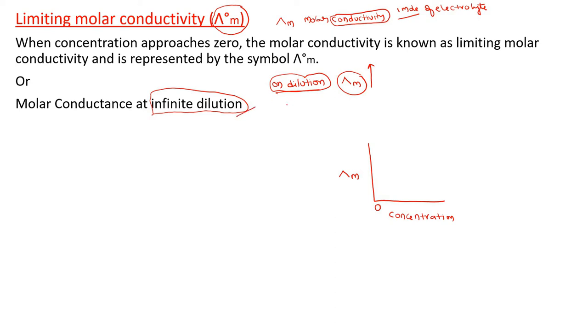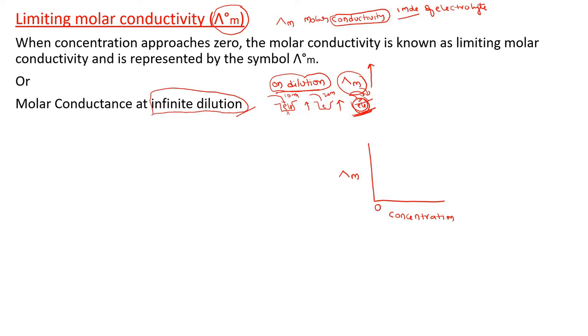For example, I have 100 ml of some electrolyte X. I have added 10 ml of water. Now it is diluted, and its molar conductance increased. Again I add some more, 20 ml, and again the molar conductance increased. After adding 30 ml, the conductance is now not increasing. Even if you add plenty of water, the molar conductance remains constant.